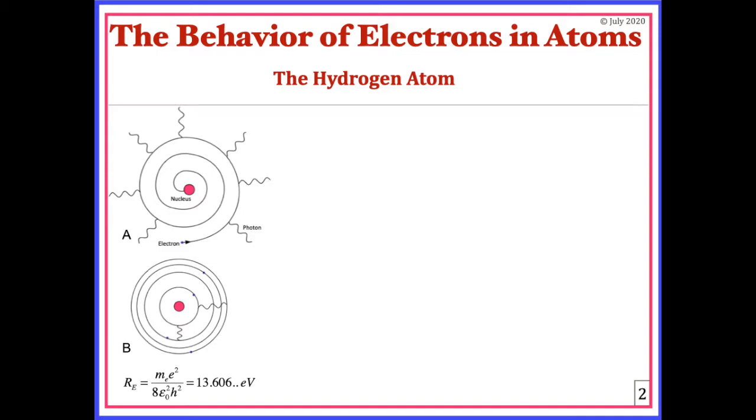Rydberg derived an expression for the binding energy of a single electron to a single proton. It was given by R_e = m_e e^2 / (8 ε_0^2 h^2), and it was 13.606 electron volts. It matched experiment very well. It meant that it required an energy of 13.606 eV for a photon to eject an electron from a hydrogen atom. An electron captured by an isolated proton or a hydrogen nucleus emits a photon of energy at least 13.606 eV.